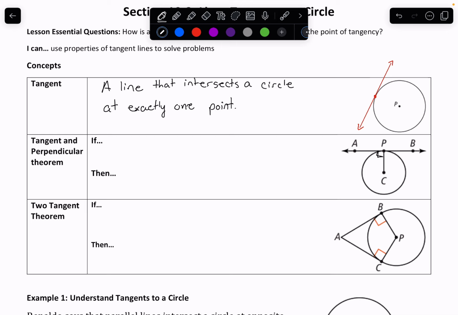So we say if AB is tangent to circle C, remember that means the circle with its center at point C, at P, then we know AB is perpendicular to CP, and that's going to allow us to find those right angles and right triangles.